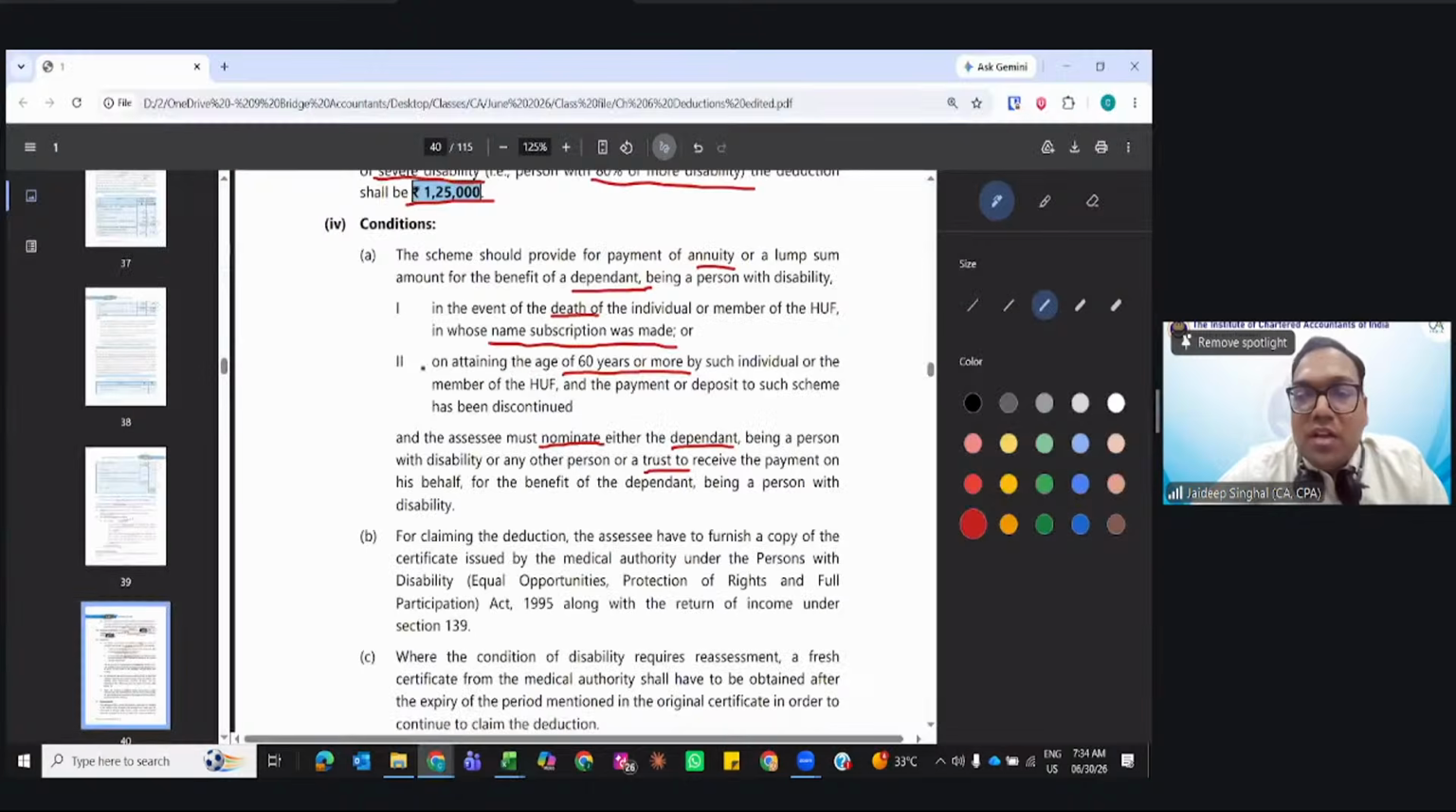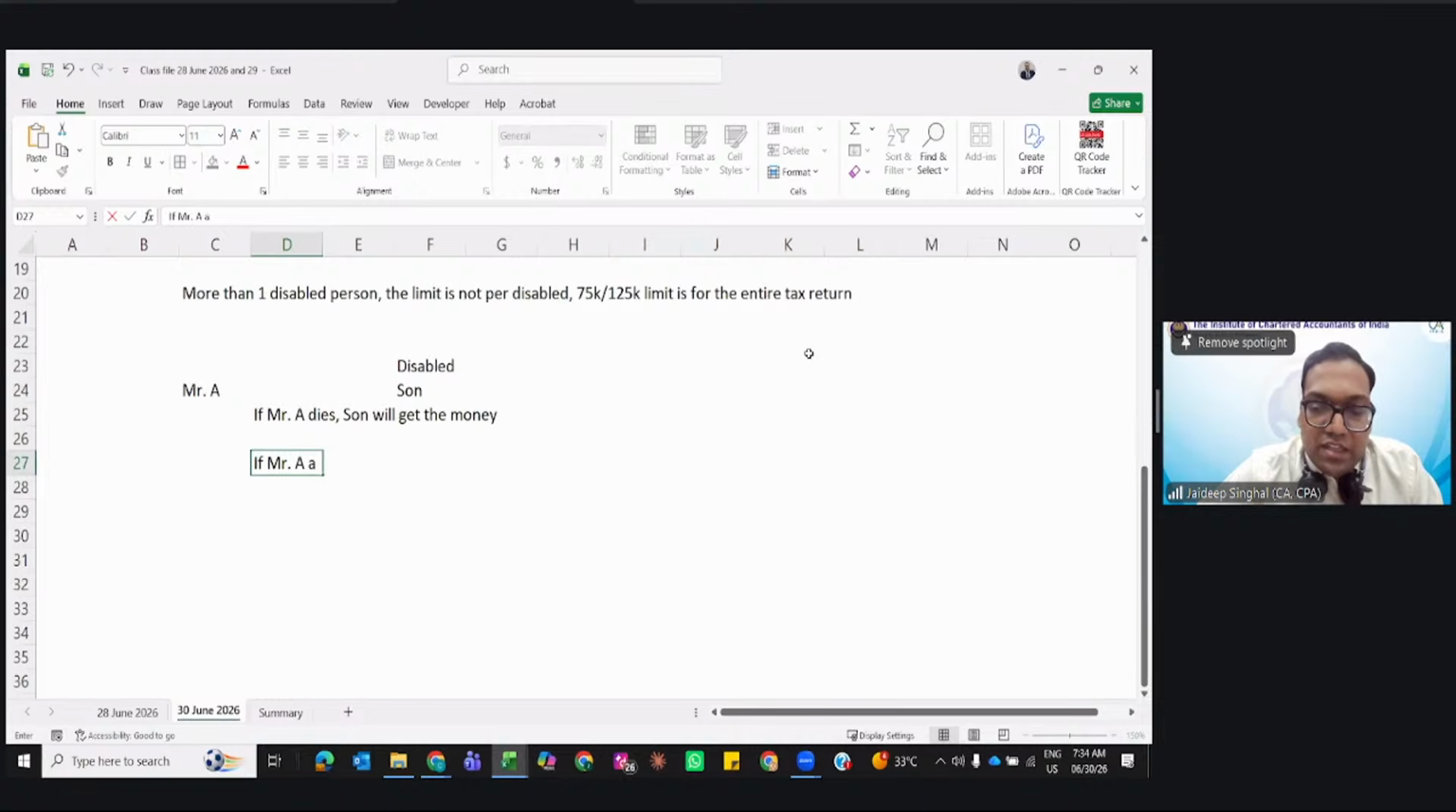Next thing, on attaining the age of 60 years or more by the individual, if Mr. A attains the age of 60 years, not the son, the subscriber is the taxpayer. If Mr. A attains age of 60 years, then premiums are discontinued on this policy.